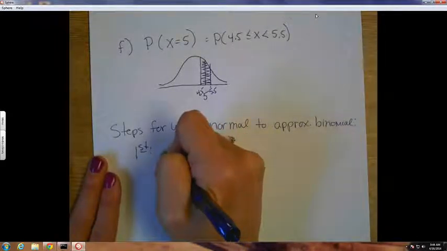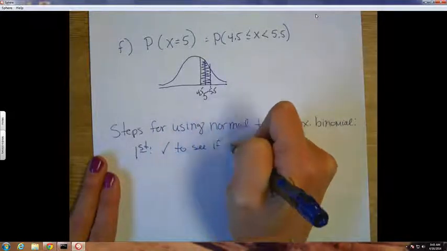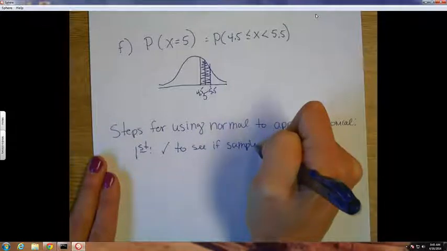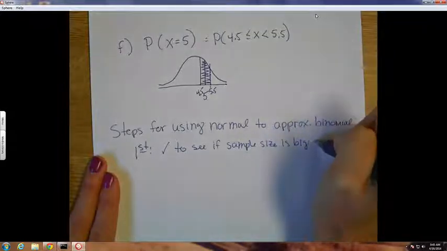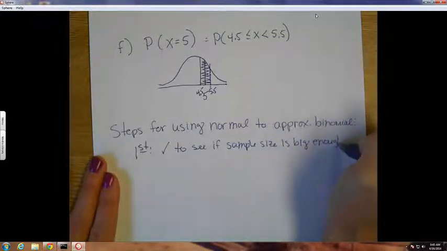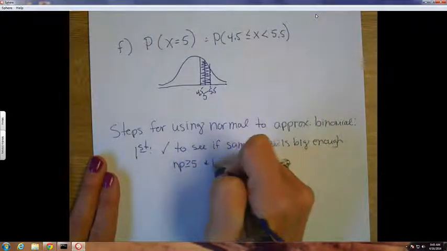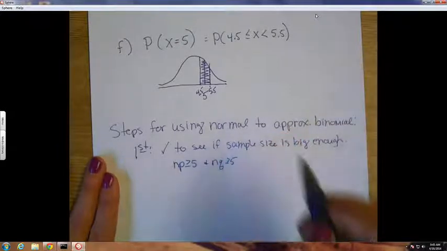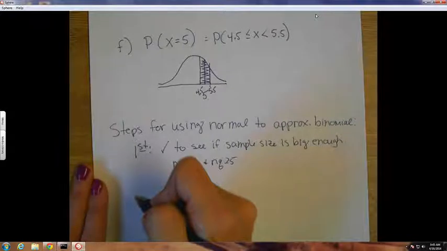First, check to see if sample size is big enough. That's your n times p has to be greater than or equal to 5, and the n times q. If either one of those is not bigger than 5, you cannot move on. You have to go back and use your binomial PDF or CDF. And we'll do that tomorrow. I'll make sure everything today can be done with normal. Okay?